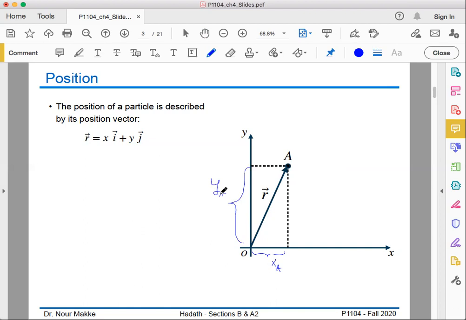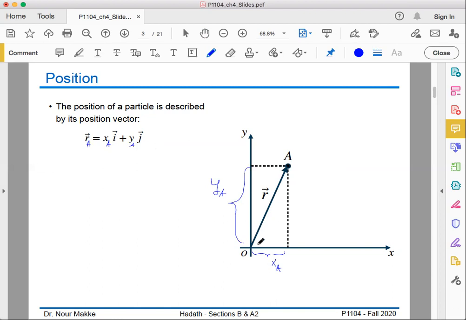Now all you need is to put all this information together. And how do we do this? We do this through the position vector. So this is the position vector of the particle A. If I put here an index A, then RA would be equal to XA i plus YA j, where i and j are the unit vectors of the axes X and Y.